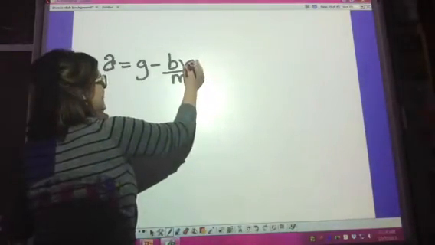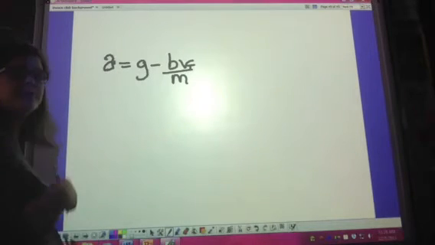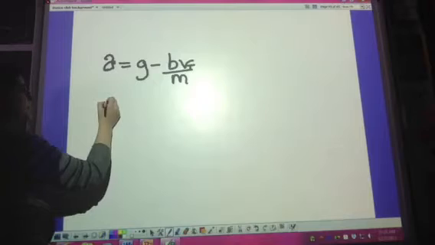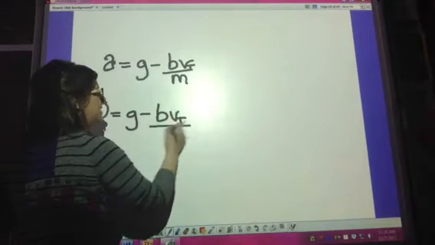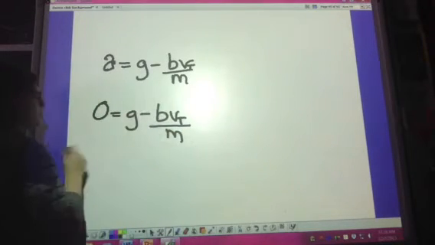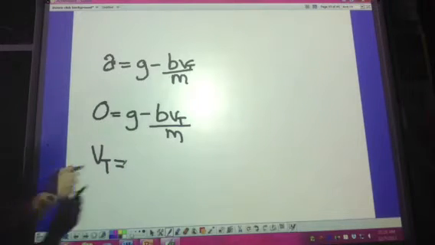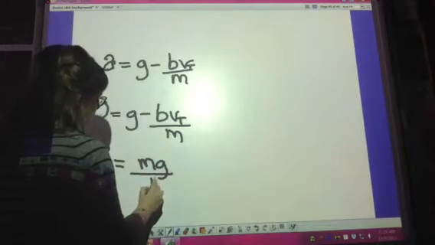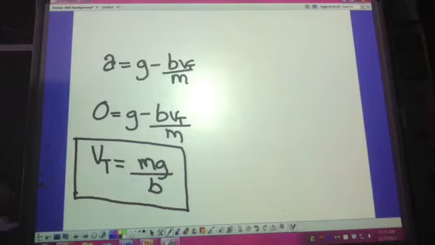So I want to designate that this is going to be V, and then we'll do a subscript T to represent that this is talking about terminal speed. So when A is equal to 0, I want to come up with an expression for V_T, our terminal speed. If I rearrange this equation, I would get terminal speed is going to equal mg over b. So this is going to be my expression to find terminal speed in terms of m, g, and b.